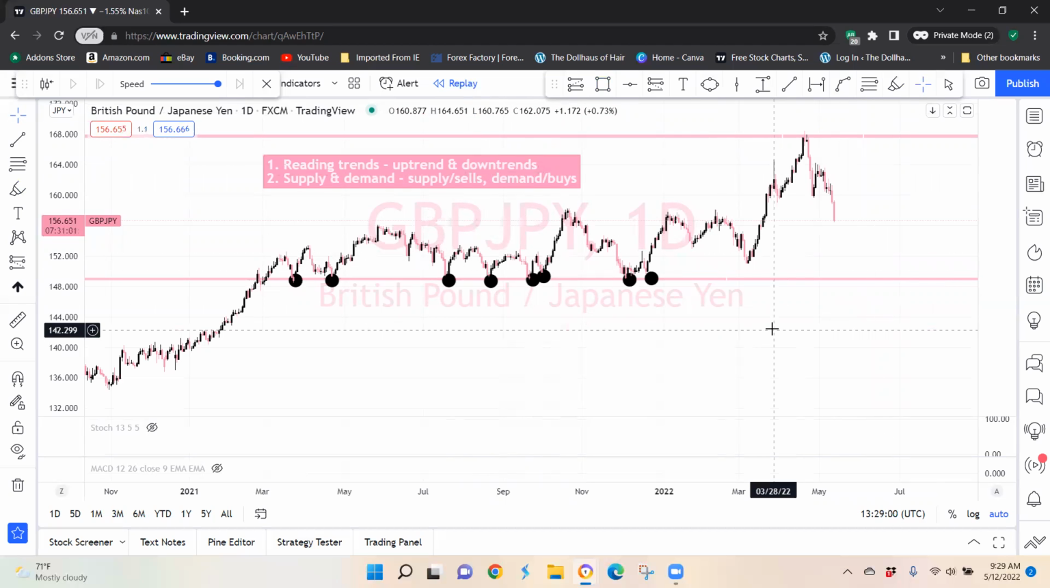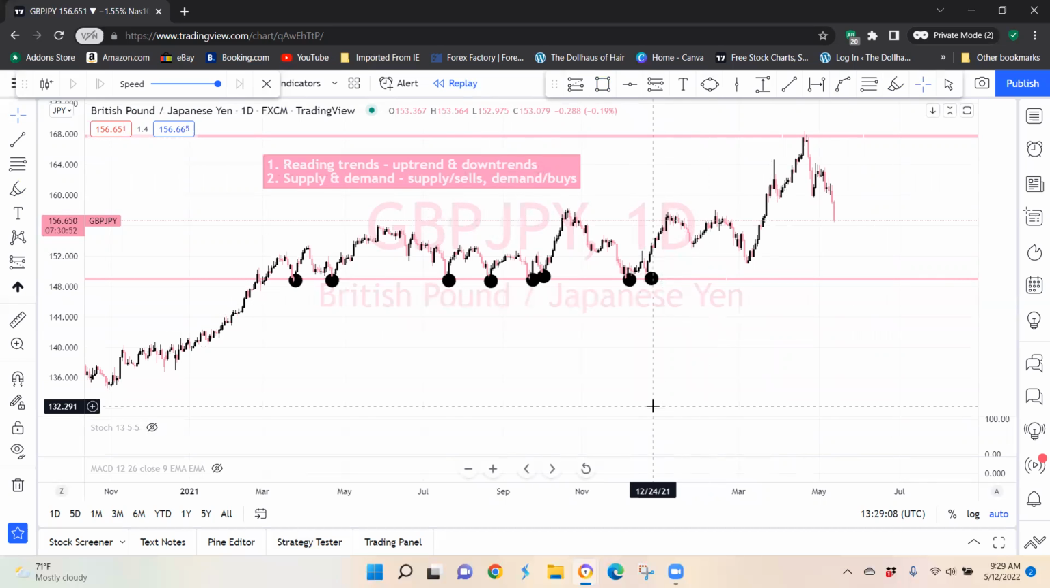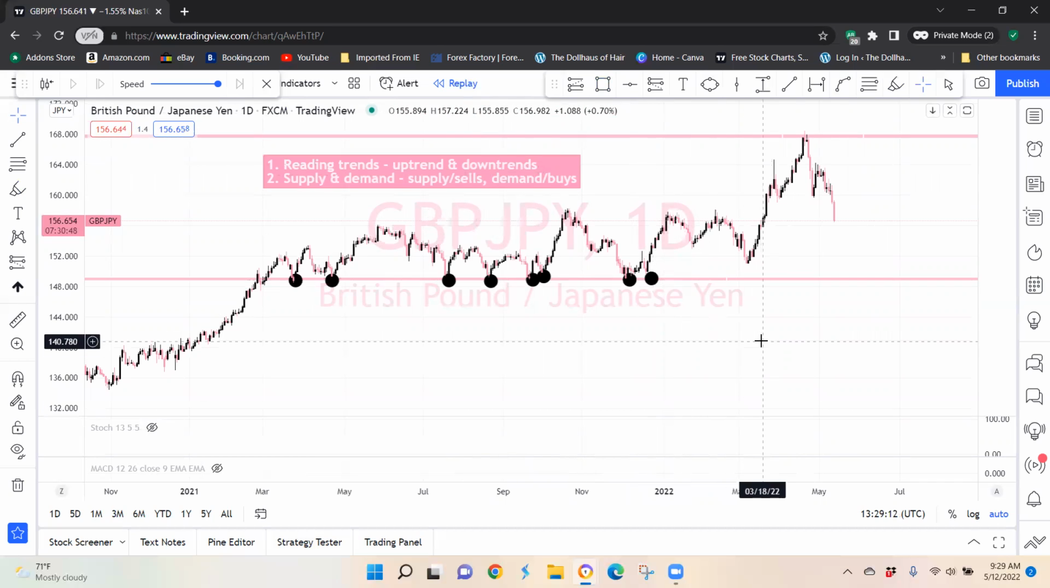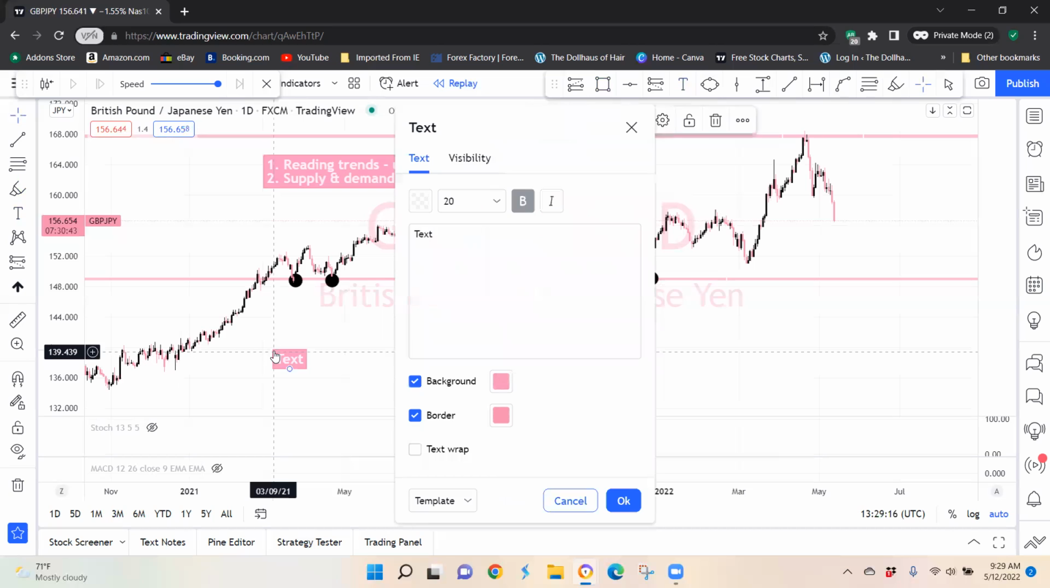Now, there are going to be points in the market where your zones are in fact broken, and price can sell past this point if it decides to do so. What that means is, and I'm going to write this on here for you, your supply can become a demand zone.